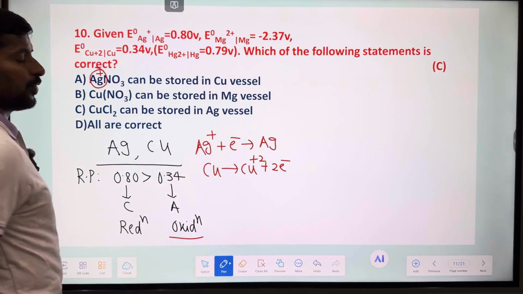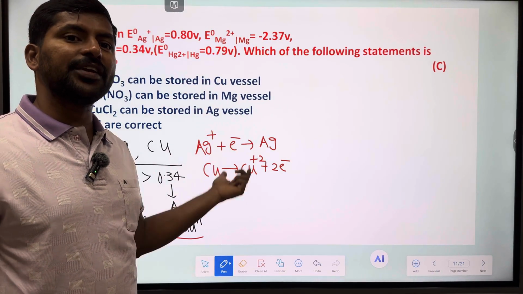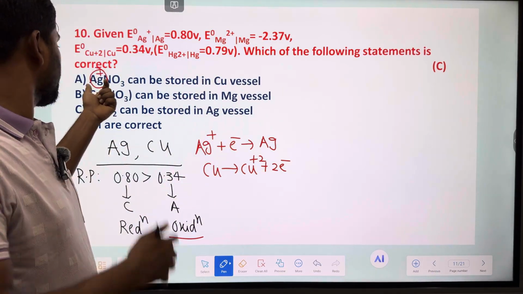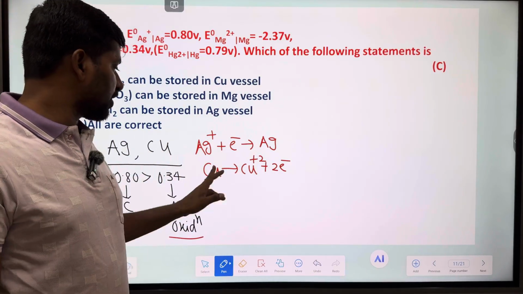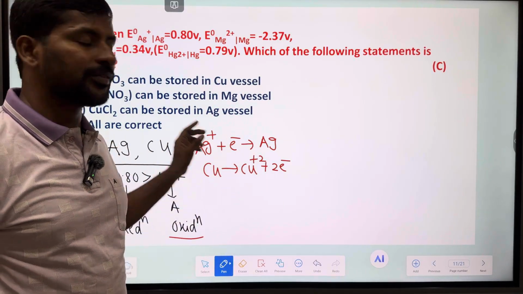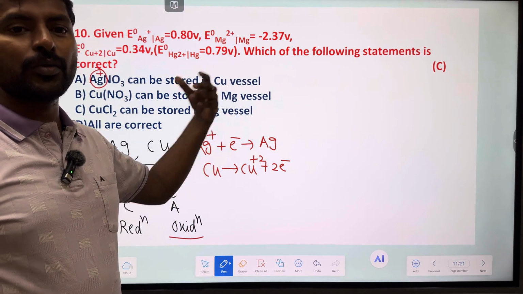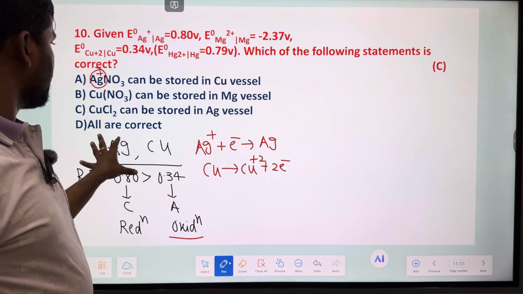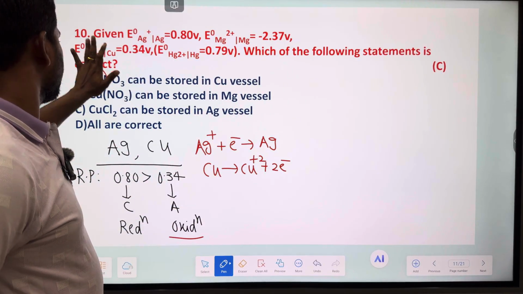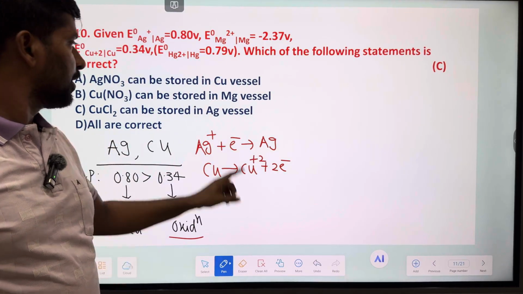Oxidation. The copper vessel gets deteriorated and can be dissolved. If you store silver nitrate in a copper vessel, what happens? Copper is dissolved and goes into the solution as copper ions, and whatever Ag plus ions are available in the electrolyte solution will be deposited as silver. That means we cannot store it, because copper will be dissolved.